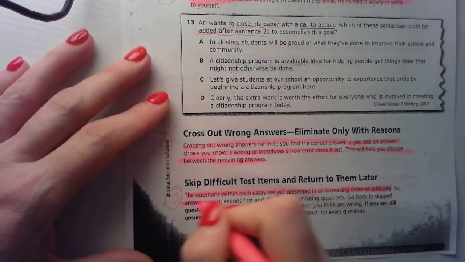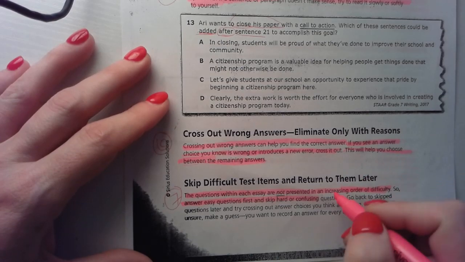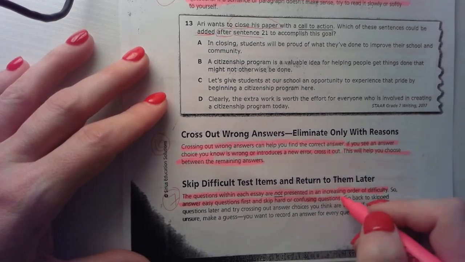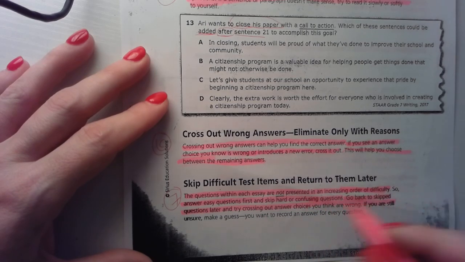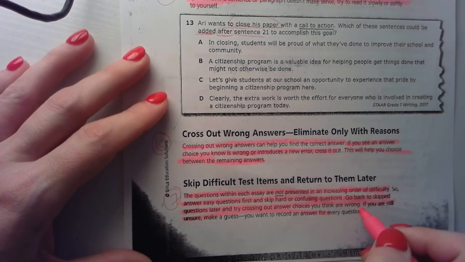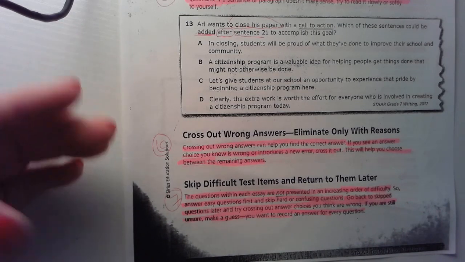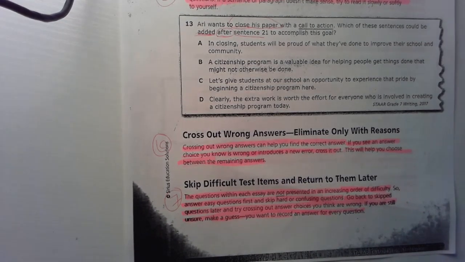So answer each question first and skip the hard and confusing ones. Go back to the skipped ones later and try crossing out answer choices that are wrong. If you're stuck and you're just sitting there guessing, ask yourself, did I even cross them out? Because a lot of times in class, y'all will ask me for help, and I'll come over and work with you, but did you even cross anything out? Okay, so cross them out.